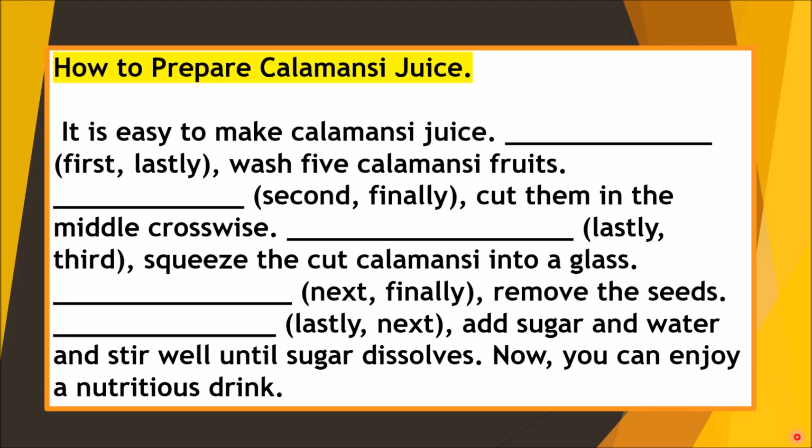Okay, so this time, what will you do? You're going to choose again the correct answer inside the parentheses. Okay, so it is easy to make calamansi juice. So you have to choose only one inside the parentheses. Is it first or lastly? Second or finally? Last or third? Next or finally? Last or next? Okay, go. Answer now.